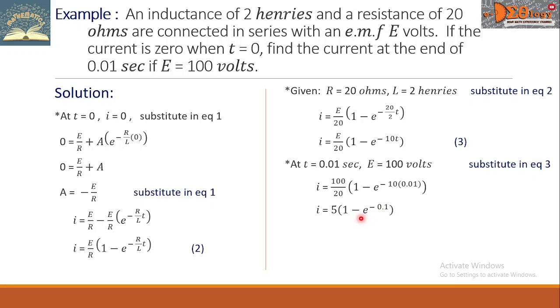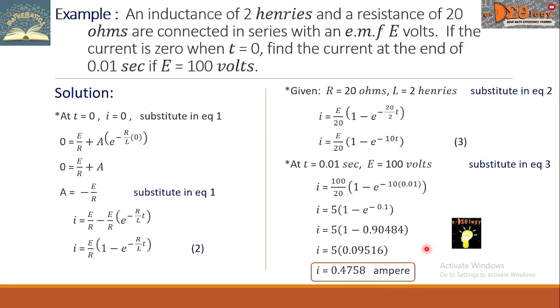Using the calculator, we can take the value of this e raised to negative 0.1, and the value is 0.90484. Inside the grouping symbol, we can take the difference of the two values, and the difference is 0.09516 that we can multiply with a constant 5 outside. So i is equal to 0.4758. So i is a current, so the unit is ampere. This is the final answer.